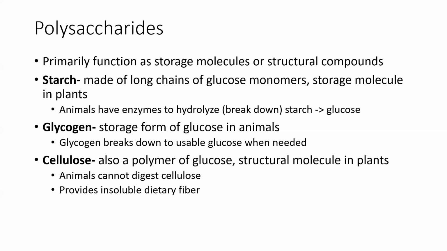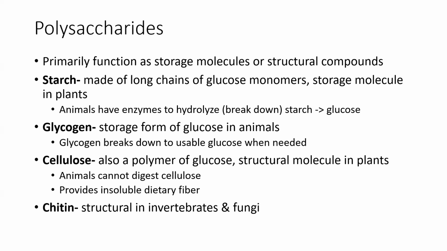Cellulose is a glucose polymer. This is mostly a structural molecule. Cellulose is very common in plants. Now, animals do not have the capacity to digest cellulose. We can't digest it. We can't break it down. We do eat a lot of cellulose, and dietary recommendations are to ingest things like vegetables and plants because the insoluble fiber is valuable to our digestive system, but we can't actually break those molecules into their smaller monomer parts. It mostly provides insoluble dietary fiber.